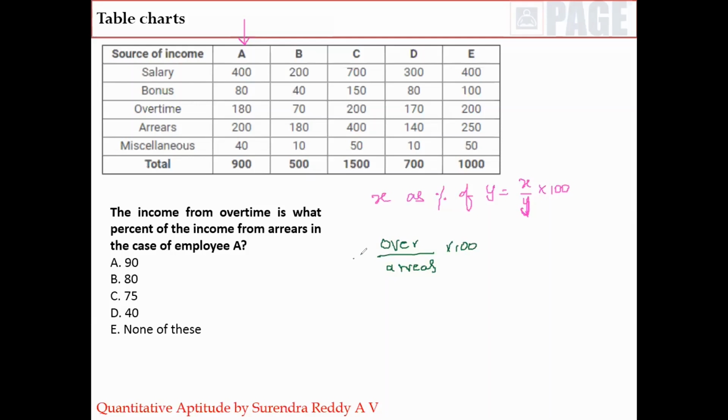So from the table, figure out how much is the income from overtime. Is it 180? 180 is what percent of income from arrears, which is 200, right? Now, how do you convert into percentage? Into 100. You can cancel 2 zeros and 2 zeros. What is 180 by 2? Is it 90%?